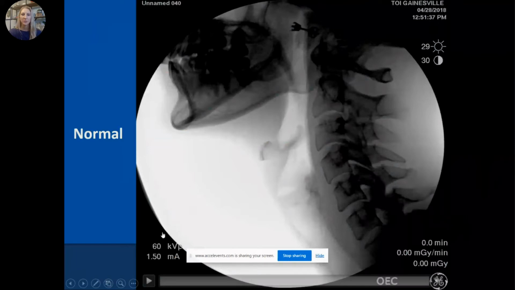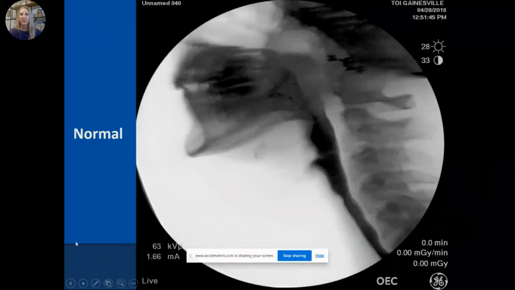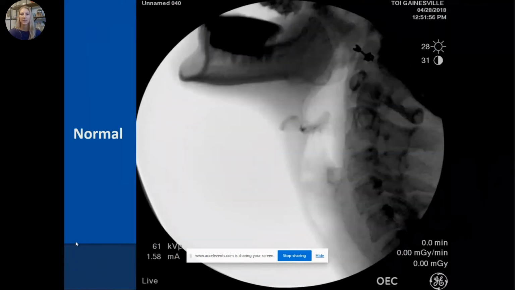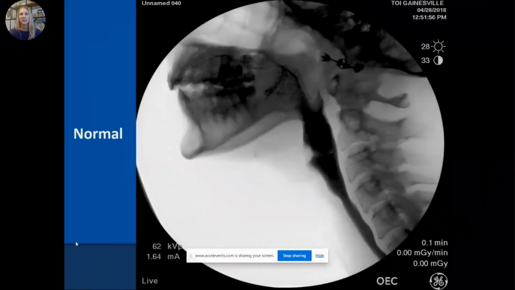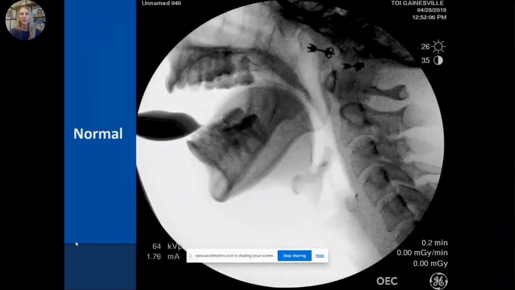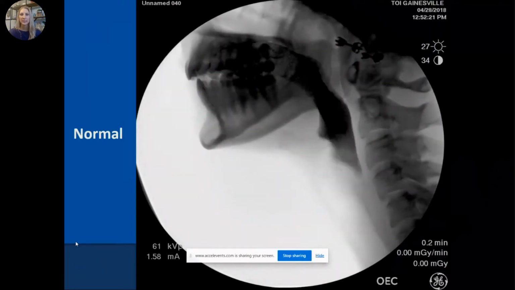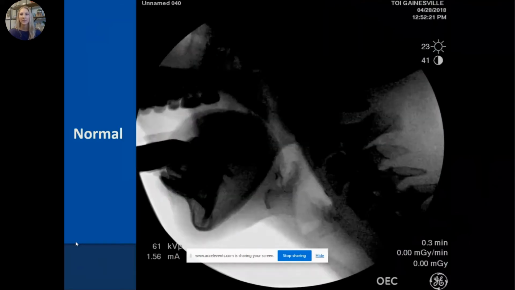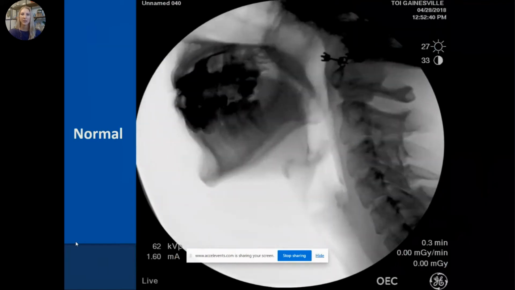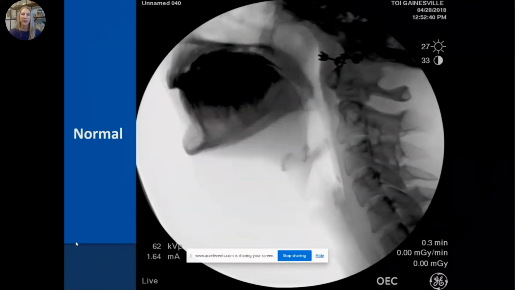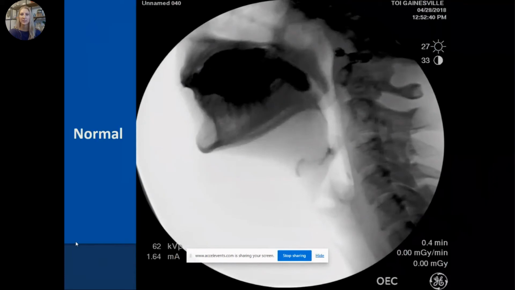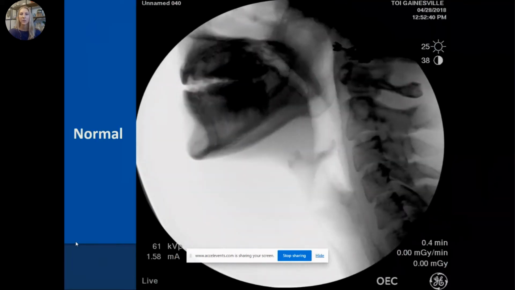So I'll go through this and I'll just play it through. It's pretty quick. So here's me swallowing thin liquids, or a water consistency. Next is a little bit of a thicker consistency, nectar thick liquid. Here is a pudding consistency. And last, I chew some graham crackers, so a solid consistency. I'll have a little bit of pudding in there, so that's contrasted. So that's what a normal swallow looks like.